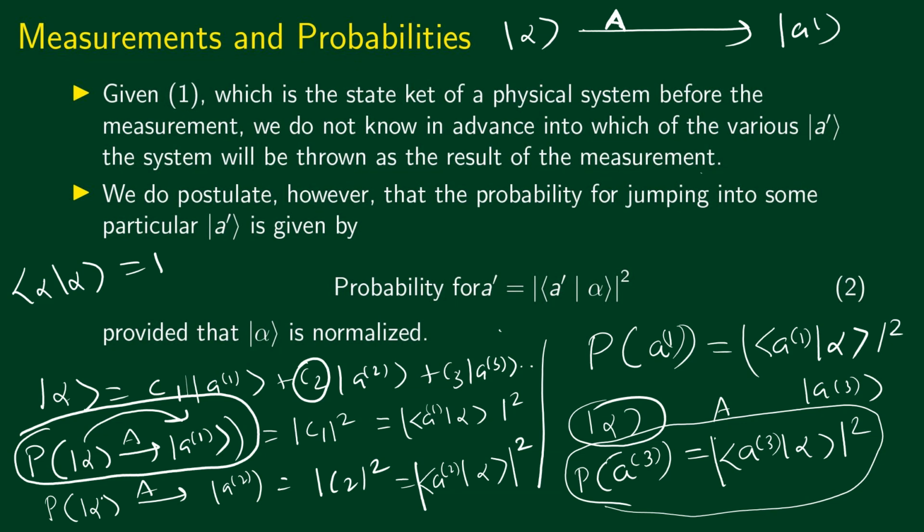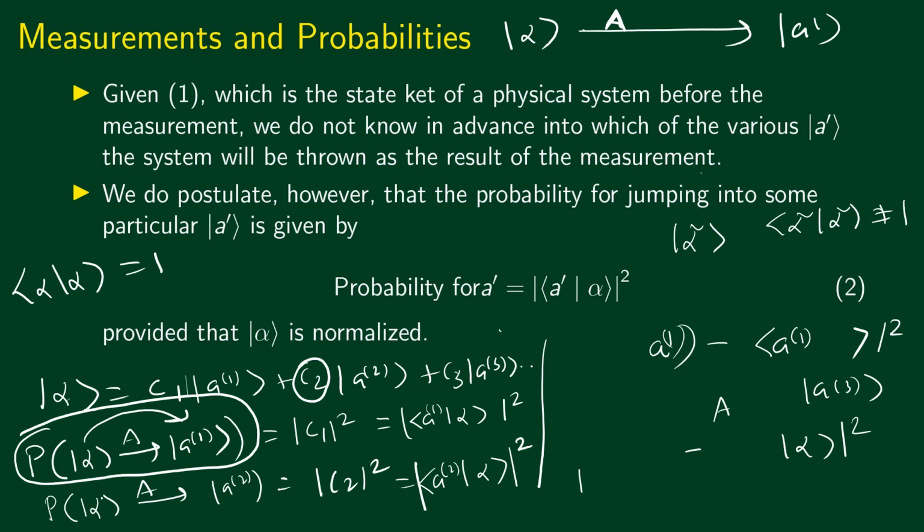Now, what happens if the given ket is not normalized? Suppose you have a ket alpha tilde, and suppose that this is not normalized, so the inner product is not equal to 1. Then what we do is that we will normalize the state first. Once we normalize the state, you can use the same rule to calculate the probability. You can use an equality sign.